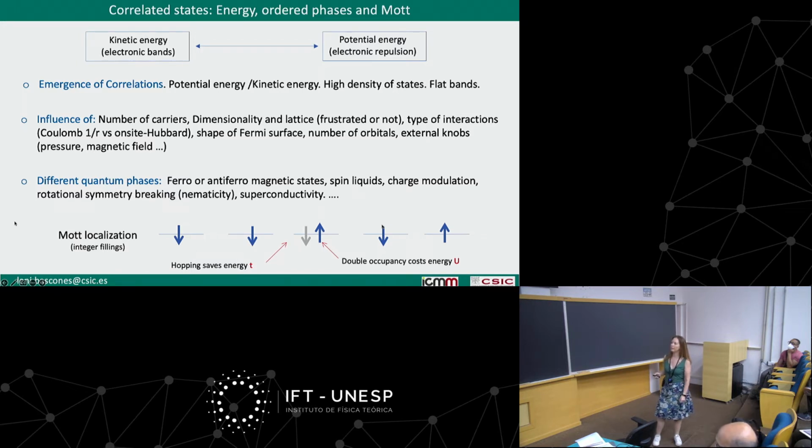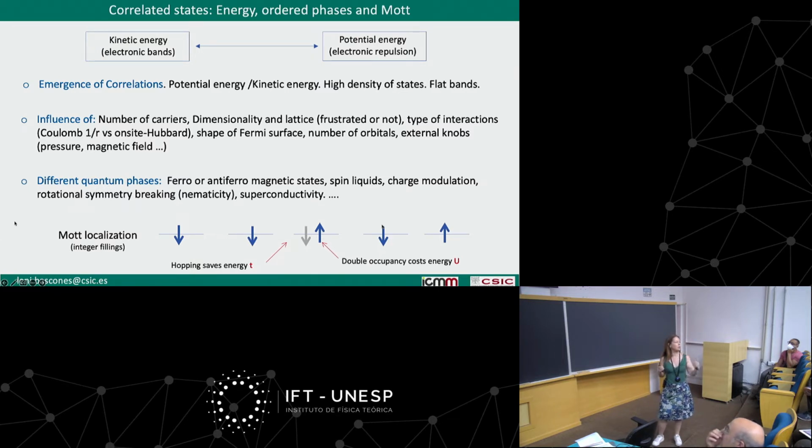Something that is going to be key is, of course, this ratio between the potential energy and the kinetic energy, but also the number of carriers that we have. In particular, it is going to be important that we have an integer number of electrons per site. So imagine this is one orbital in a system, a site, in which we can put one electron with spin up and one electron with spin down. And then imagine that we have one electron per site.